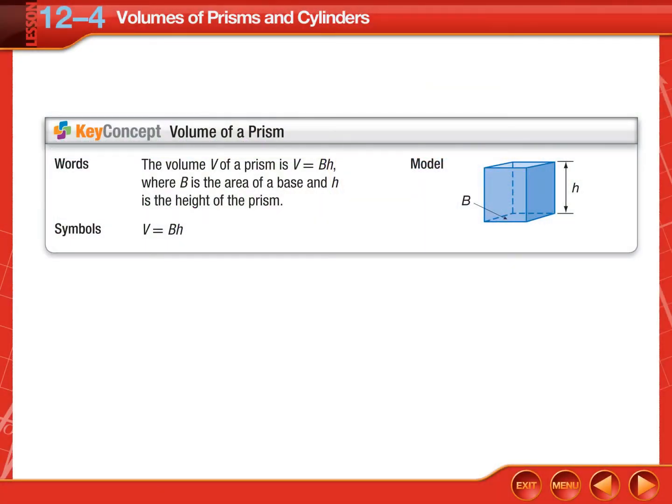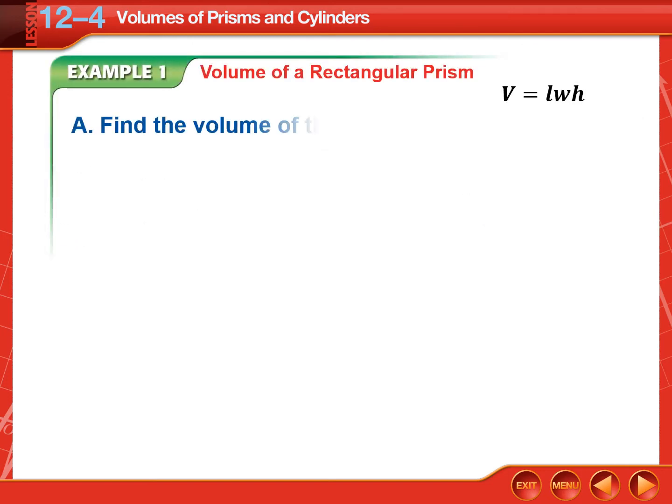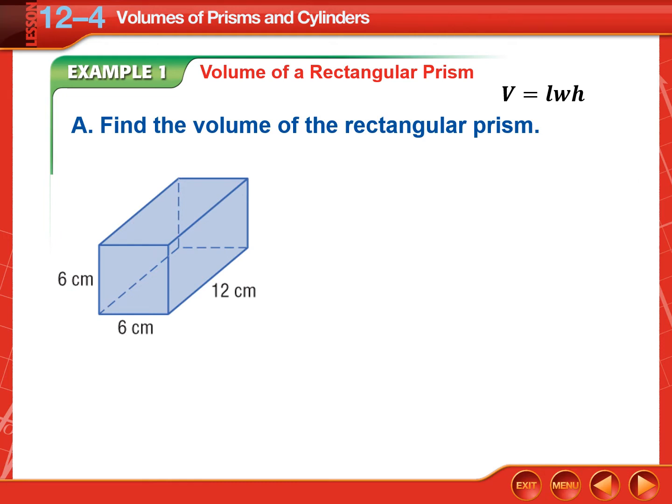All right, so we have volume of a prism. It's always the volume equals the area of the base times the height. But a special case, which is easy, is the volume of a rectangular prism. The volume of a rectangular prism is length times width times height, because the base would have been length times width, and then you just multiply it by height. So it's really easy to do, not too hard to do.